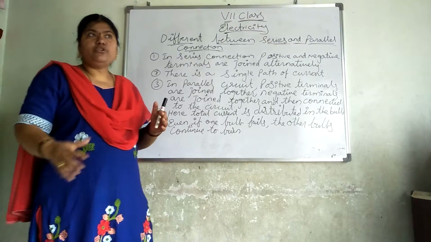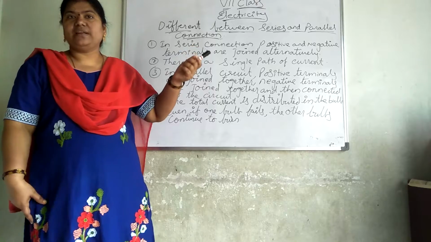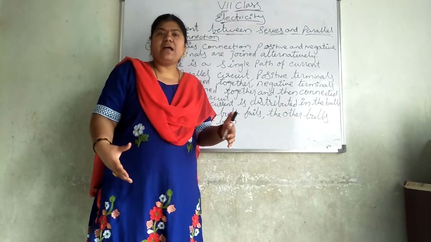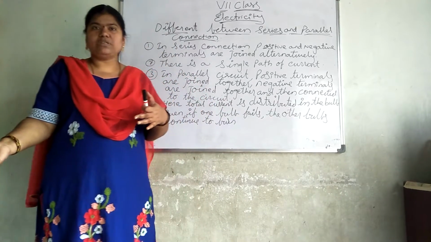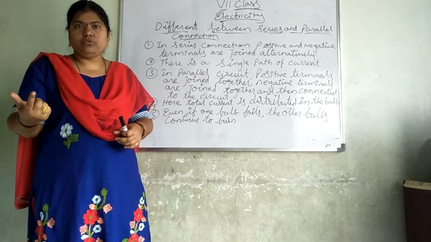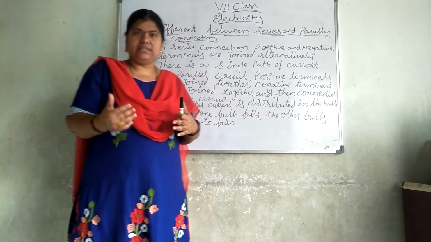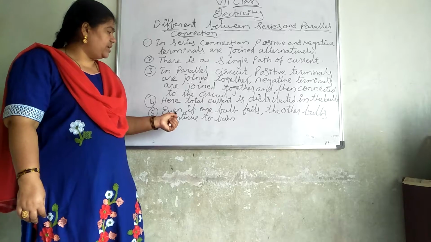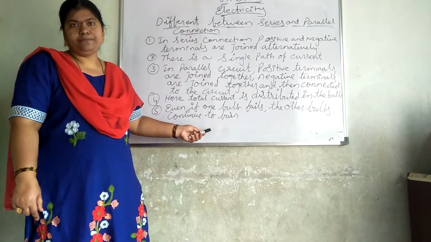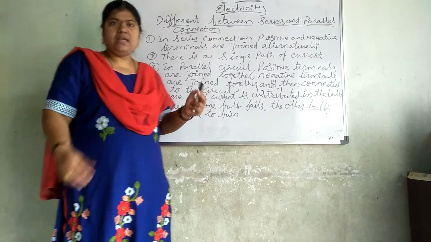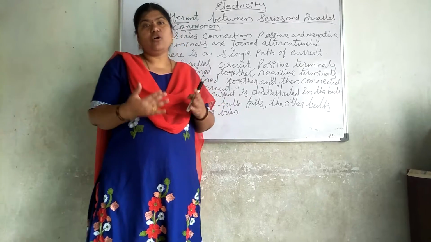If I am connecting the same way as in series connection, then in our house, in the kitchen, bedroom and hall, all the lights would glow. Is it necessary? No, because we have to save the electricity. So because of that, in parallel connection even if one bulb fails, the other bulbs continue to burn. But in series connection, what will happen? If one bulb is fused off, all the remaining will be fused off.